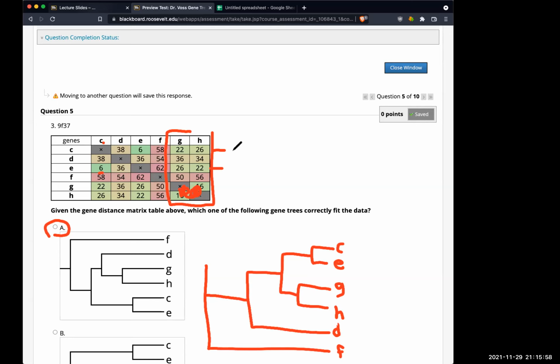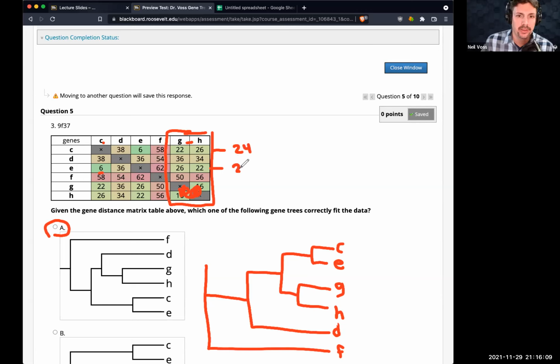Can you explain that one more time? Yeah. All right. So I'm looking at G and H together. The average C value is 24. The average E value is 24. The average D is what, 35. And the F is 53, right?